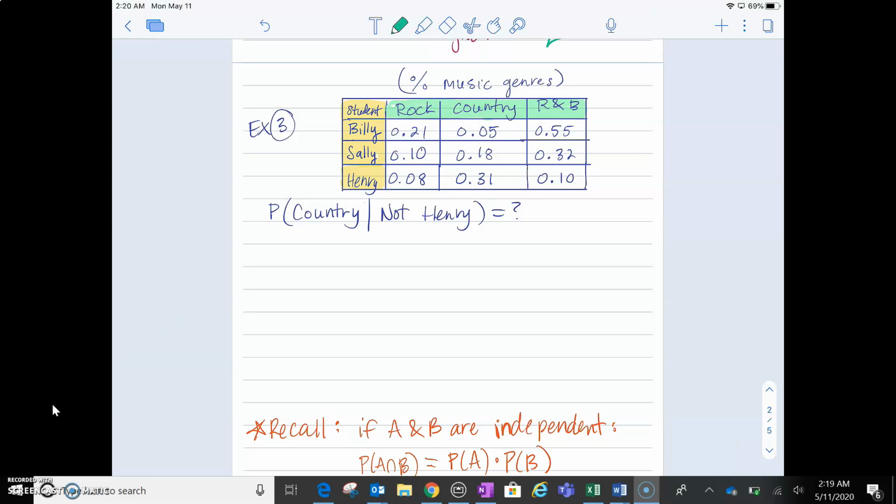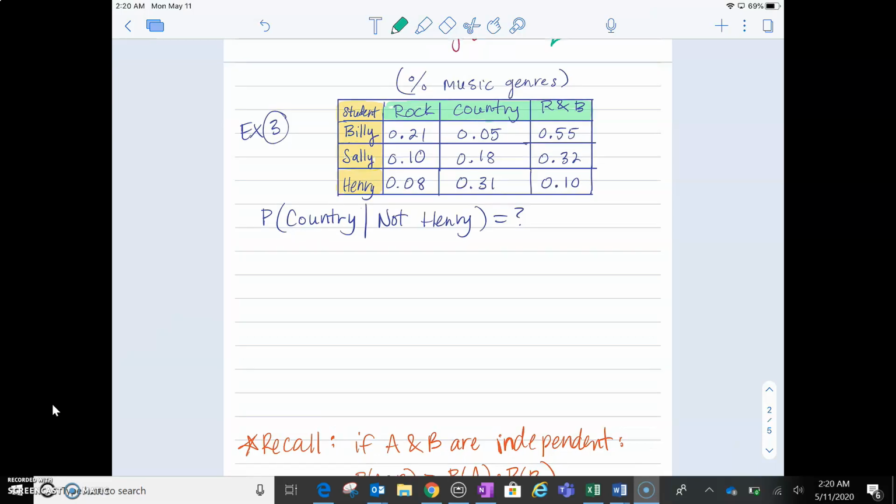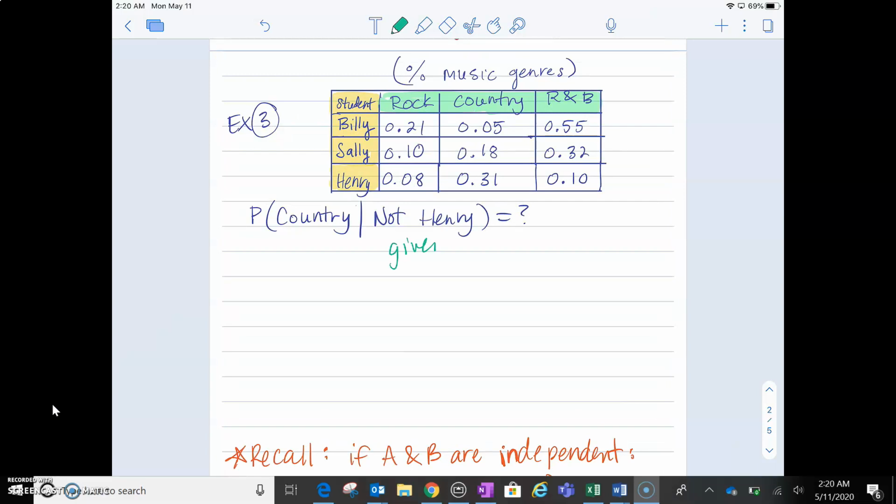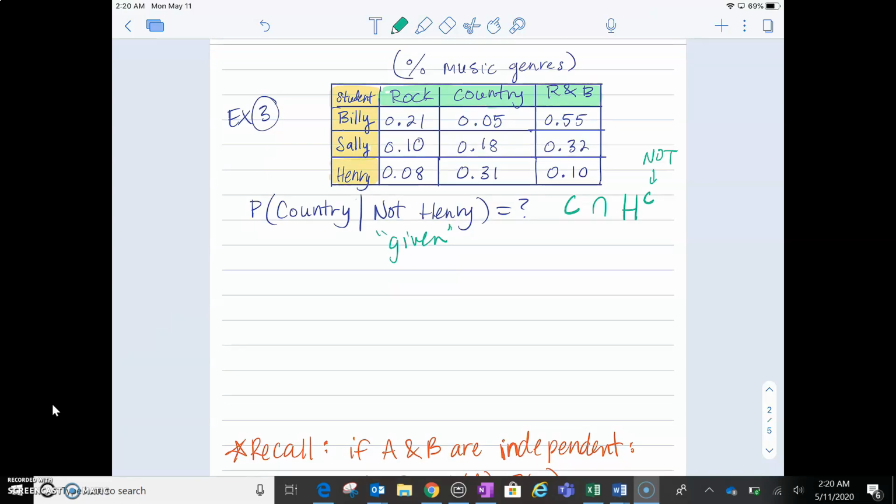So all we need to know is that it's country given not Henry. Remember, this second part is our given condition. So the formula would be the probability that it's country and not Henry. I'm going to use my notation for not, which remember is this little c here. That means not Henry. And then divided by not Henry.